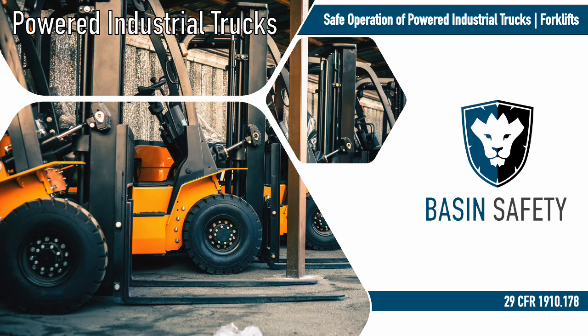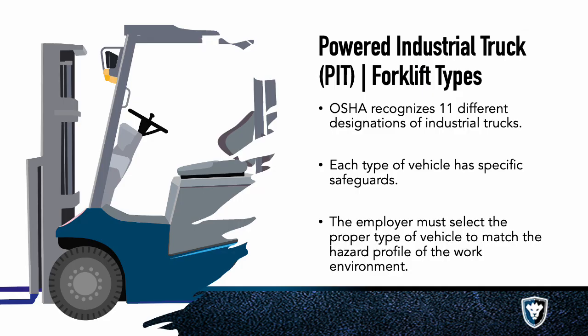So starting with forklifts, again, this is 1910.178. We're going to talk about the safe operations, how to inspect them properly, drive them properly, and then also use them properly with different stickers and different things that need to be on the equipment, what the inspection procedures need to cover, etc. So there are a lot of different types of industrial trucks.